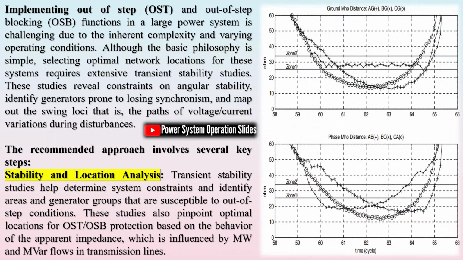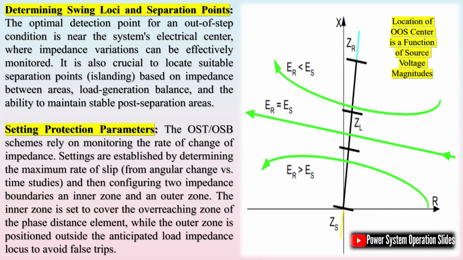Out-of-step tripping. This function is tasked with actively disconnecting generators or parts of the network that have lost synchronism. OST relays are critical for isolating unstable areas quickly to prevent the spread of disturbances. Out-of-step blocking. Here, the goal is to prevent tripping of relays that might misinterpret stable power swings as faults. OSB functions ensure that protective devices remain inert during conditions that are merely oscillatory rather than truly unstable.